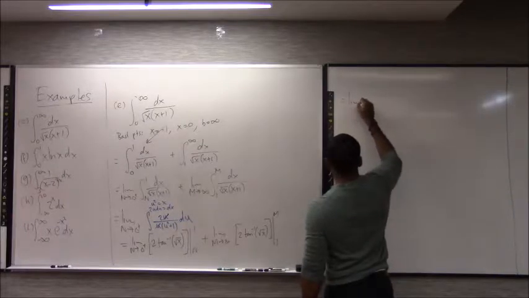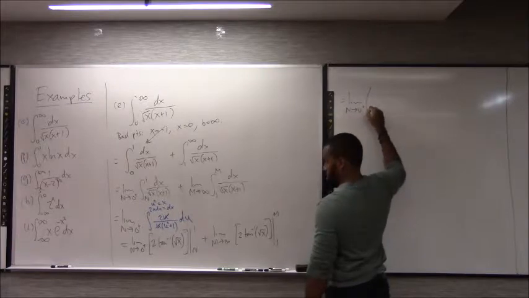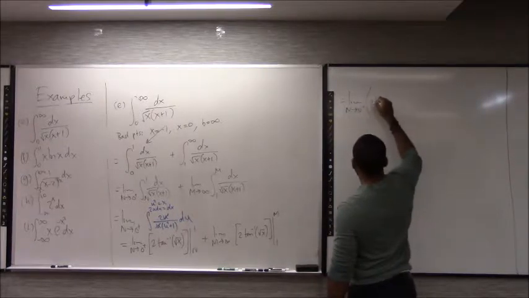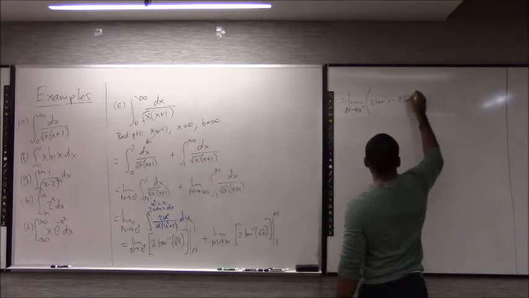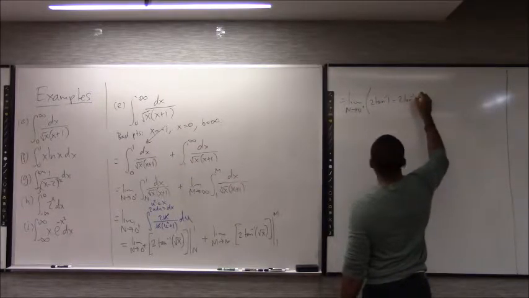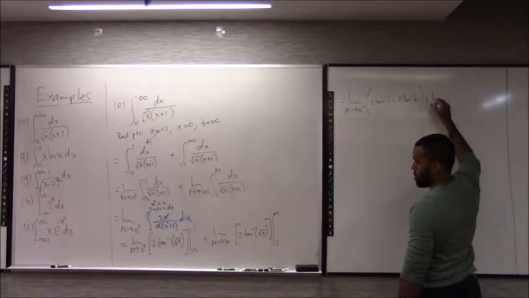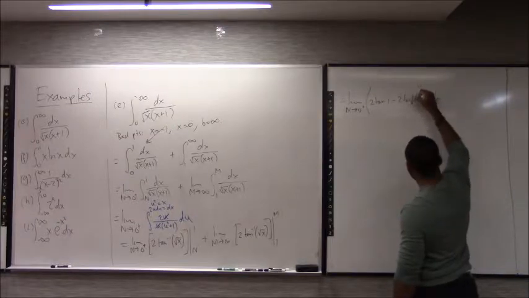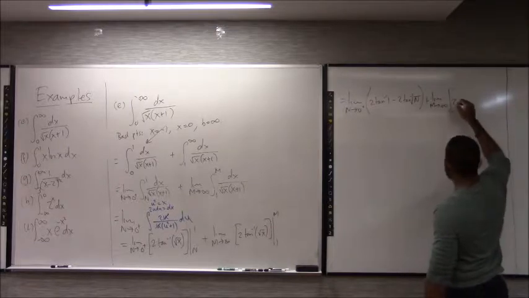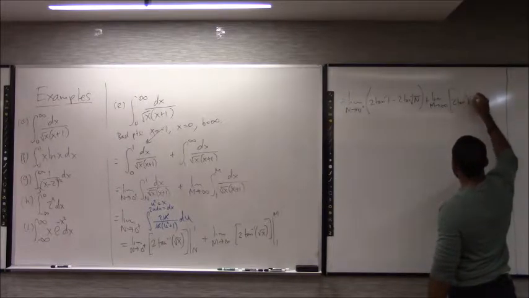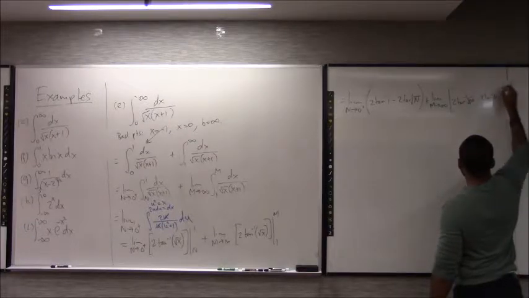So, limit as n approaches 0 from the right of 2 tan inverse of 1 minus 2 tan inverse of n, plus limit as n approaches infinity of 2 tan inverse of root n minus 2 tan inverse of 1.